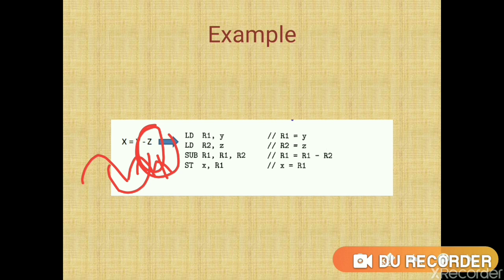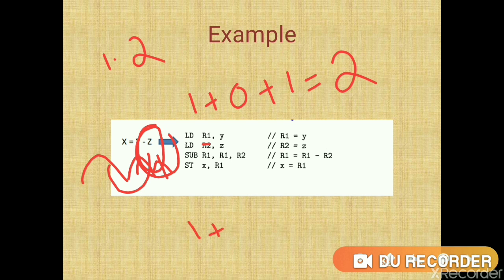Load R1, y. So what is the cost here? 1 plus, as it is R1, it is a register, its value will be 0. Next, y is a constant value, so I will add 1. So its cost will be 2 here. So for the first step, cost is 2. What about the next one? Load R2, z. That means 1 plus, as it is R2, it is a register, cost will be 0. Next is z. Z means a constant value, so it will be 1. So here also 2. So for the next step also 2.